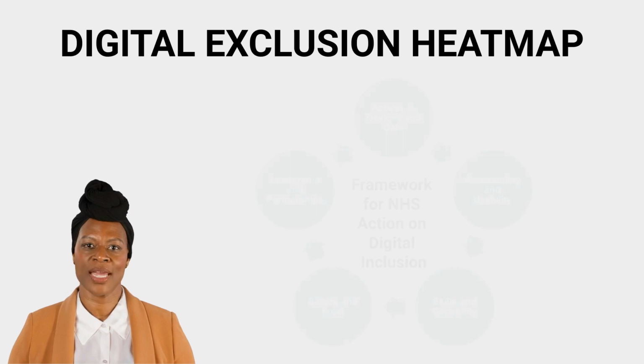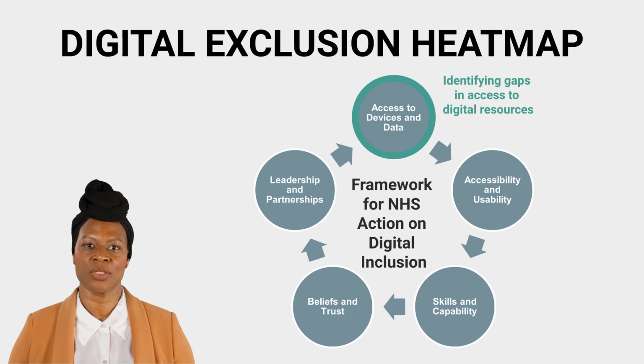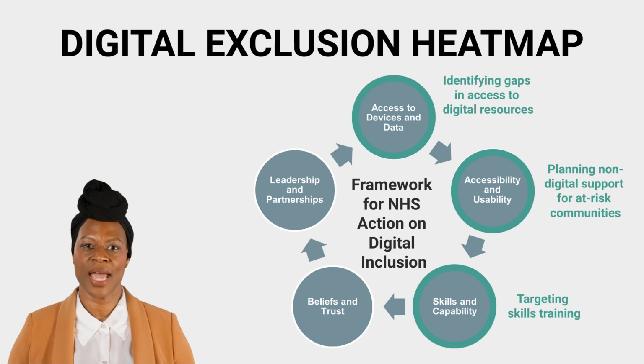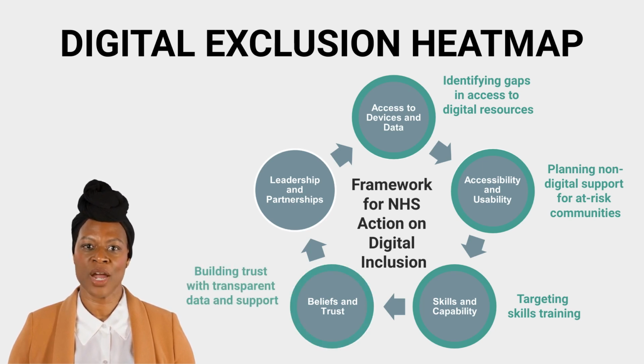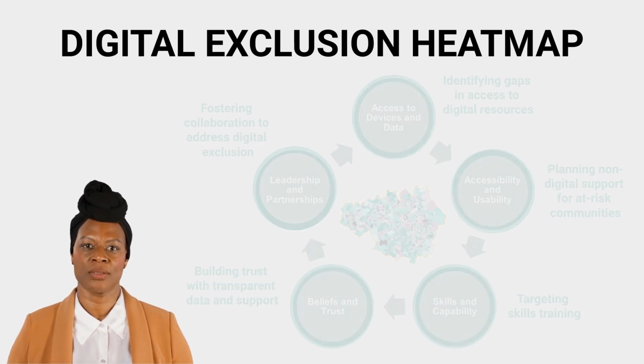This tool aims to support NHS efforts in reducing health inequalities by addressing 5 key domains: access to devices and data, identifying areas with limited access to digital hubs and internet, guiding resource allocation; accessibility and usability, pinpointing high-risk communities to plan non-digital support, such as printed materials; skills and capability, showing where digital skills training is needed to improve engagement with digital services like the NHS app; beliefs and trust, providing transparent data that builds trust in digital healthcare by showing available support; and leadership and partnerships, strengthening collaboration across regions to tackle digital exclusion and reduce health inequalities.